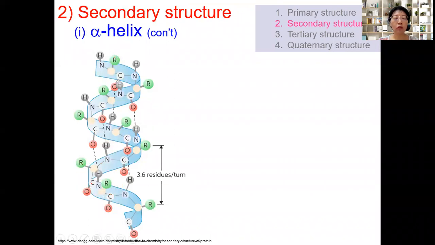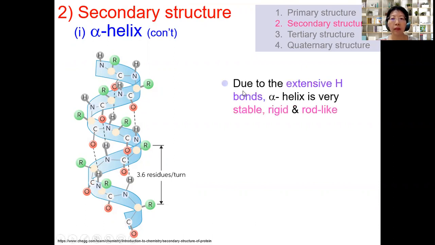So this is the overall 3D structure after the hydrogen bonds are formed among the amino acid residues. Due to the extensive hydrogen bonds, the alpha helix is very stable and rigid. Rigid means you cannot bend it. It's very, very hard. You cannot bend it, rigid. Like a rigid person means it cannot change, cannot bend, and it's rod-like.